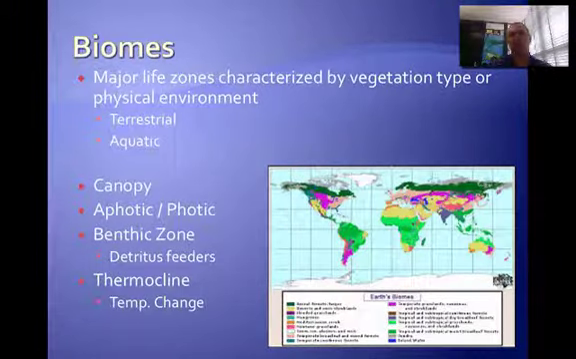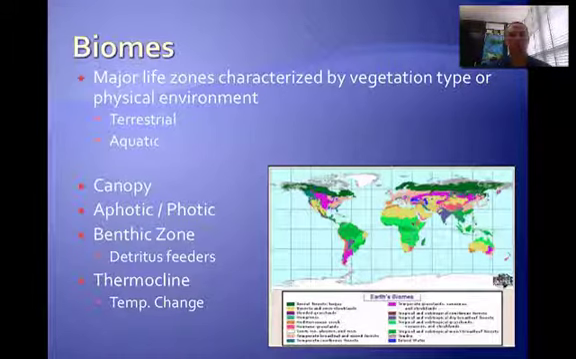Next, when we talk about ecology, we often break things down into biomes. Now, these are the major life zones. I've got a picture down here in the bottom right that kind of shows you where the different biomes are throughout the world. They're different colors, shaded-wise. Now, they're based on vegetative type or physical environment. The vegetative type is the terrestrial or the land biomes. The physical environment itself is the aquatic zones.